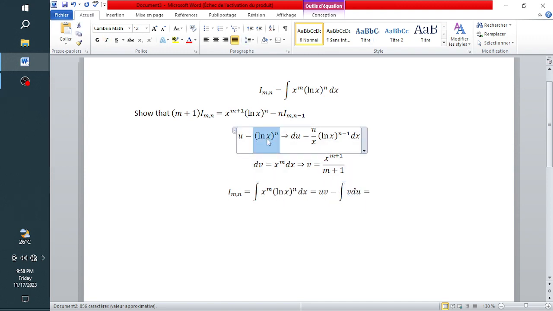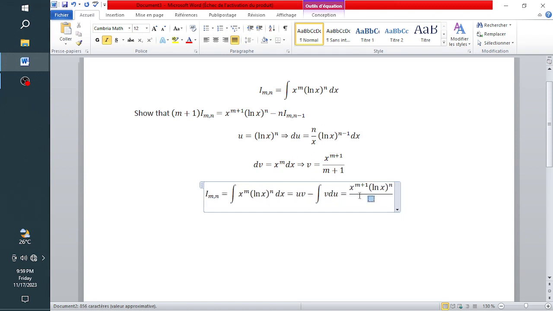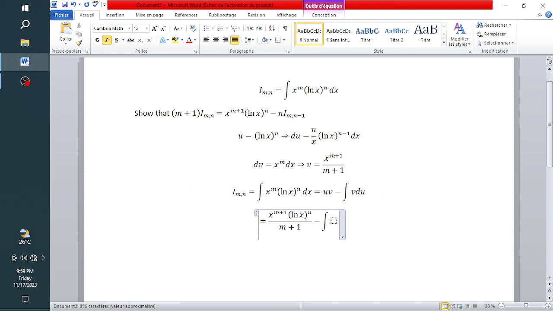Our u is ln x to the n. Our v is all of this, so I just need to multiply this with x to the power m plus 1, then I divide this product by m plus 1. Then minus the integral of v du. My v is x to the m plus 1 divided by m plus 1, and my du is n divided by x times the ln of x raised to the power n minus 1.